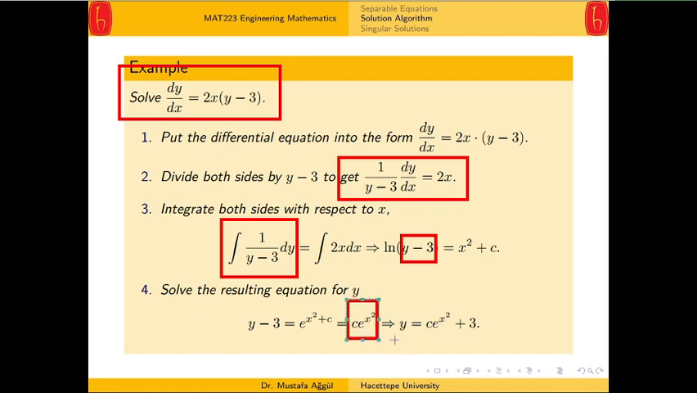Now if you move 3 to the other side, we have y is equal to c times e to the x squared plus 3, which is the solution for this problem.